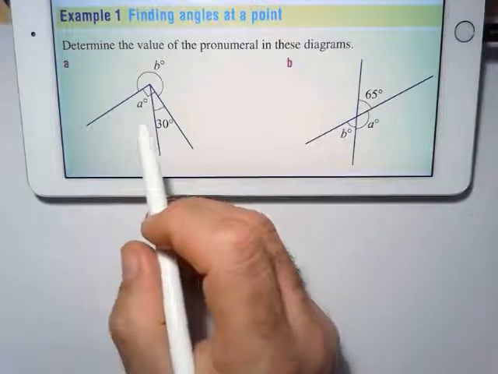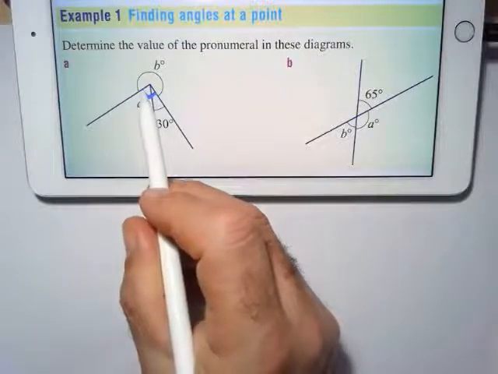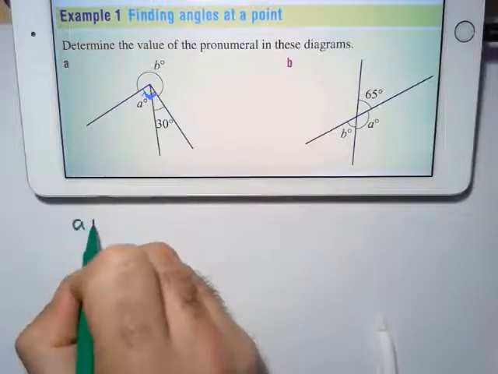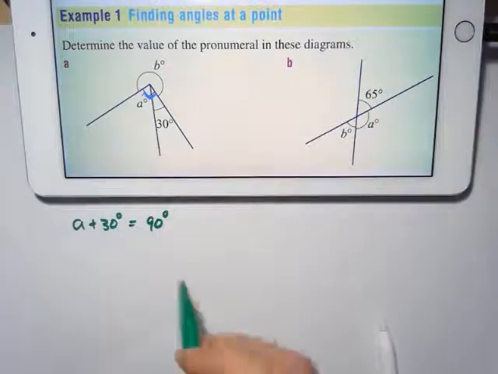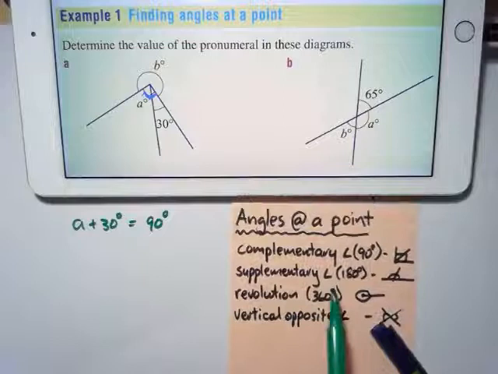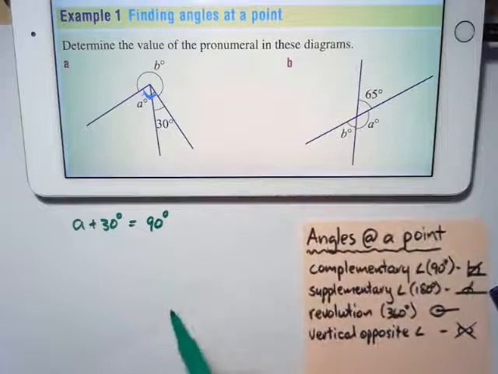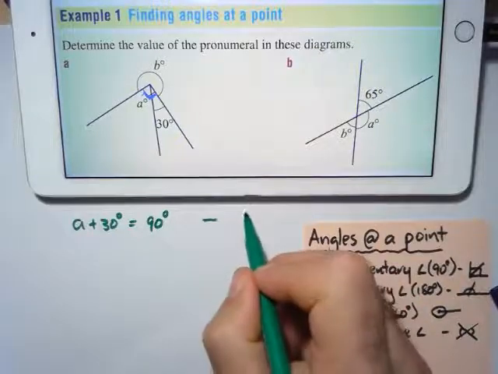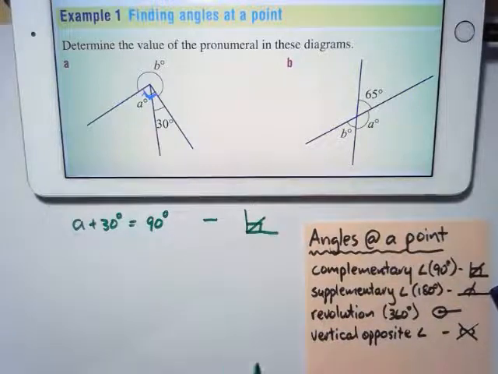If I have A here, I can see part of A is this 90 degrees that they give us there. So that is 90 degrees, which means that I can say that A plus 30 degrees must equal 90 degrees. What's the reason for me saying that? I'm making a statement, and remember, when I make statements, I can use this angle at the point. It's complementary angle. Okay, so the moment I make a statement, the reason for me to say this, instead of writing complementary angle, I can just show: the reason I'm saying this is because they are complementary.